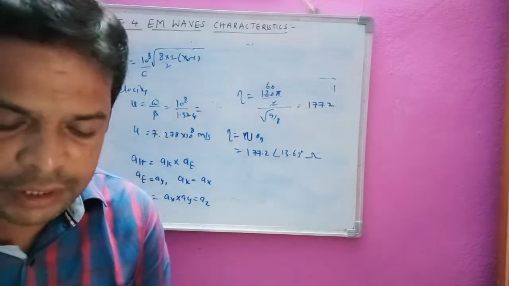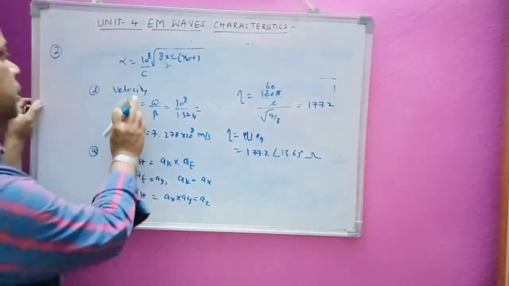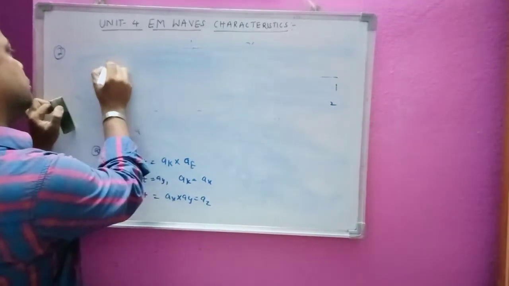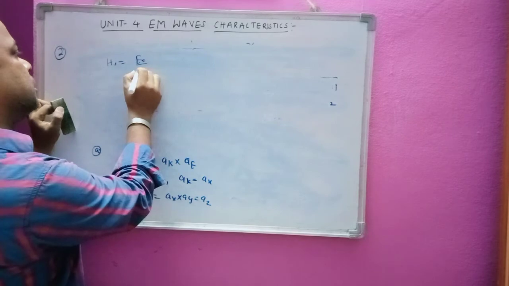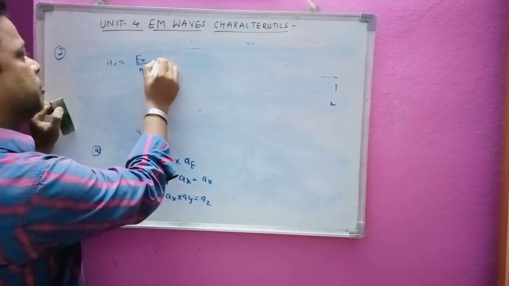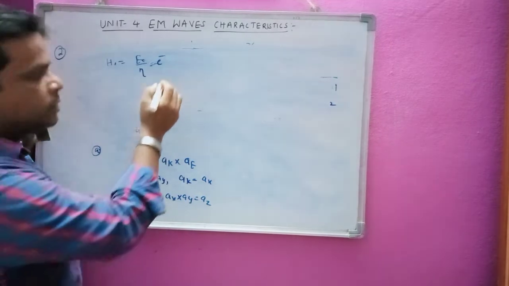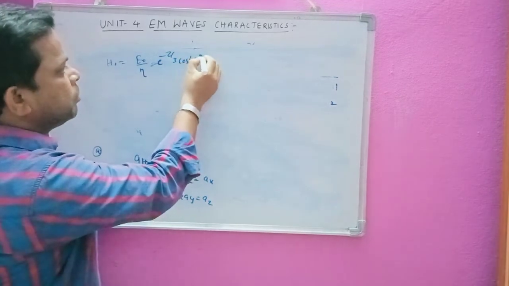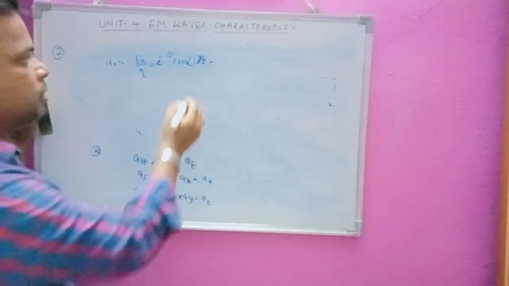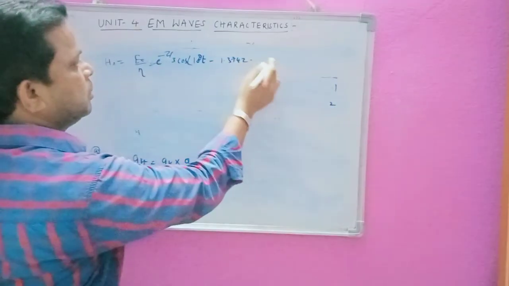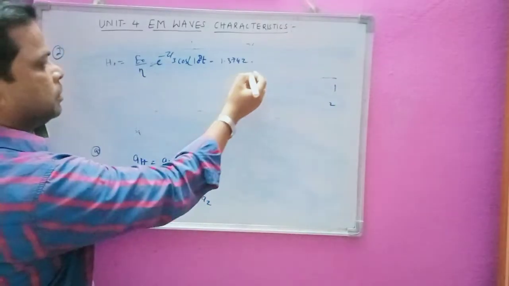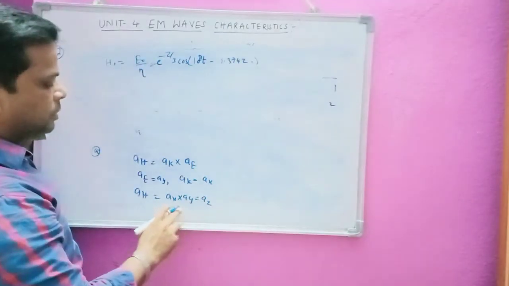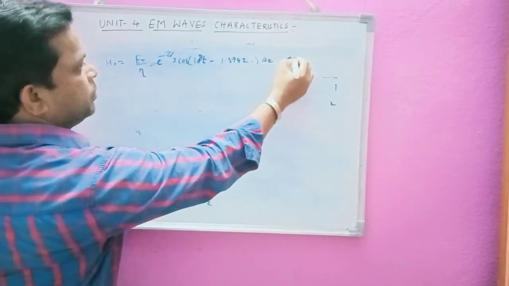Now I can write the final value of this H here. That will be H is equal to E naught by mod eta, e power minus alpha z, that means minus z by 3, cos of omega t, it is 10 power of 8 t, minus beta z. Beta we have got 1.374 z, into aZ, since the H direction is aZ here, amperes per meter.